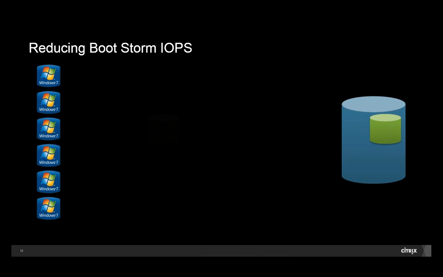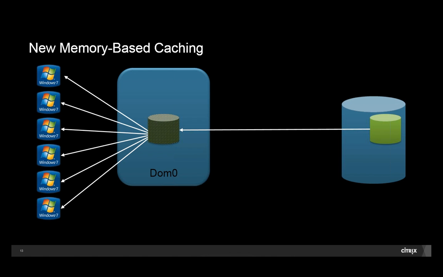Now, with the move to a 64-bit DOM0, memory ceases to be such a precious commodity. You're no longer looking at a 4 gig maximum. Now we have plenty of memory to utilize here. So we've taken some of that memory and put it into a form of cache, such that the very first request that comes in from a Windows VM is still read from that back-end array, but populates the cache, so that subsequent requests that come in from other Windows VMs are served from it.